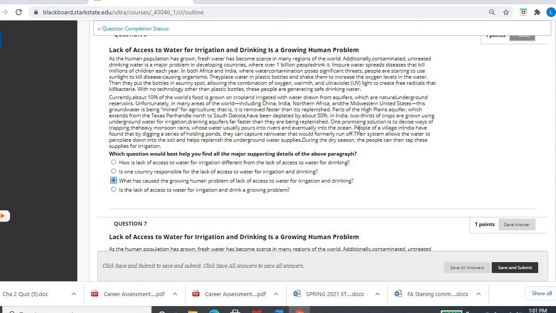We have lack of access to water. Why or what has caused this problem? So that's a good question to pose based on the selection, based on the title.